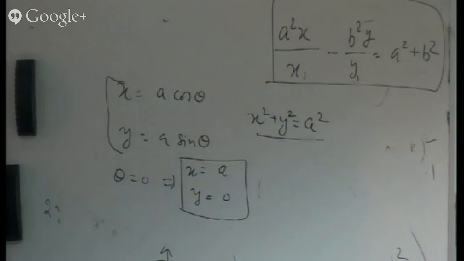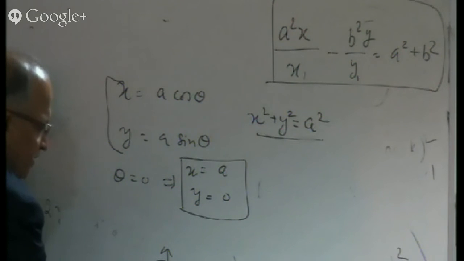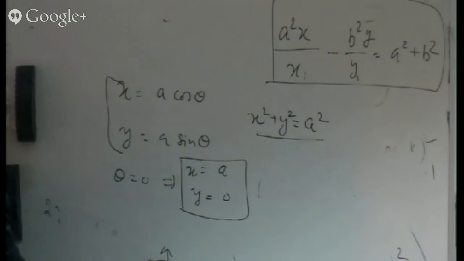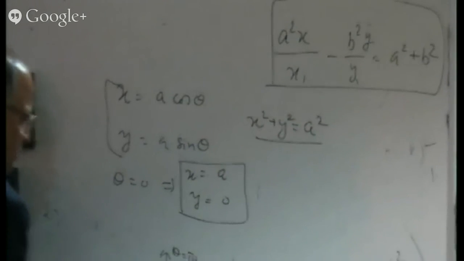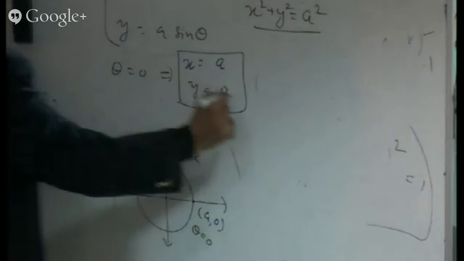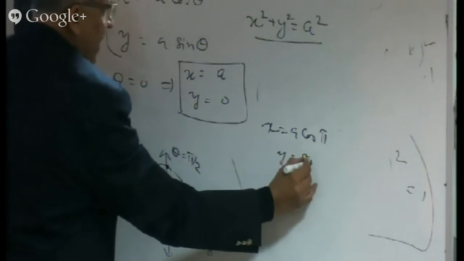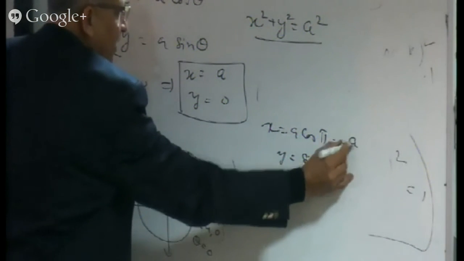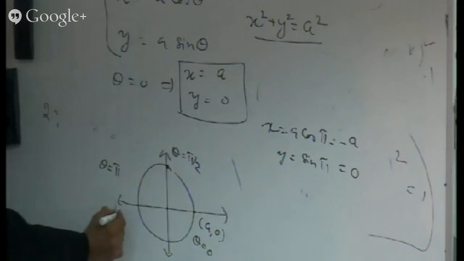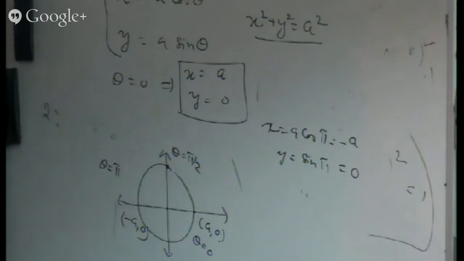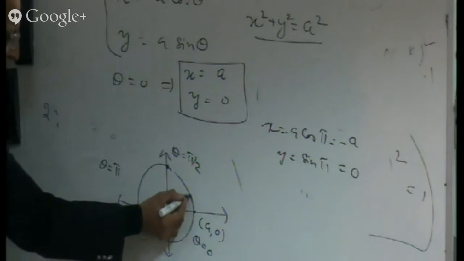You keep on finding out different values. Put theta equal to 0, you get this point. Put theta equal to pi by 2, you get this point. This corresponds to theta equal to pi by 2. This corresponds to theta equal to 0. Theta equal to pi. What will this become? X is equal to a cos pi. Y becomes a sin pi. Cos pi is minus 1 and this is 0. Similarly, you pick up any point in between, the whole of this curve.